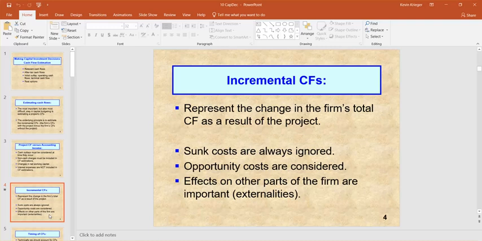Opportunity costs are considered, and they're kind of a subtle one, probably not as subtle as this financing cost thing I was talking about a minute ago here.